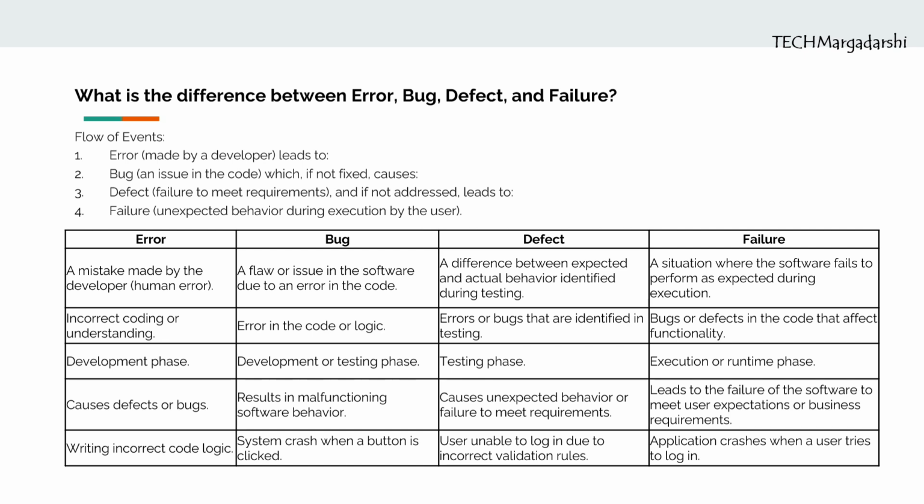Error, writing incorrect code logic. Bug, system crash when a button is clicked. Defect, user unable to log in due to incorrect validation rules. Failure, application crashes when a user tries to log in. So remember, error happens first, which introduces a bug. Bugs are found as defects during testing, and if left unfixed, they cause failures in real-time usage.